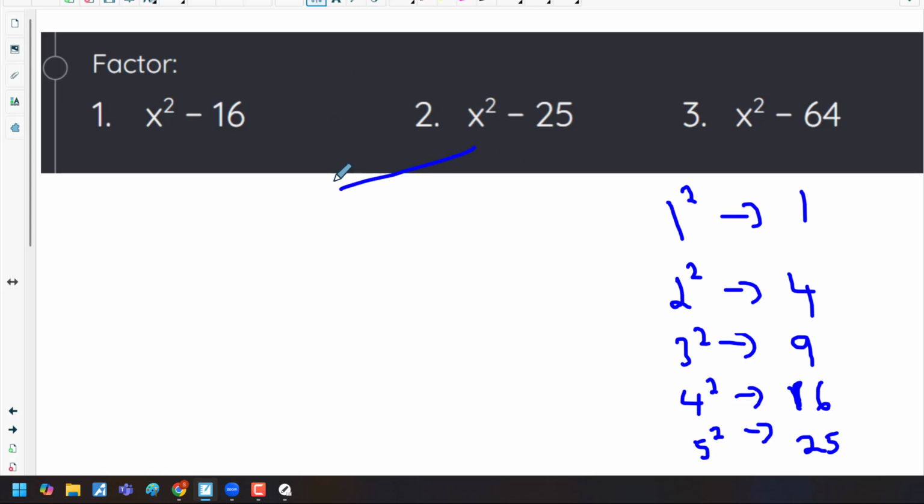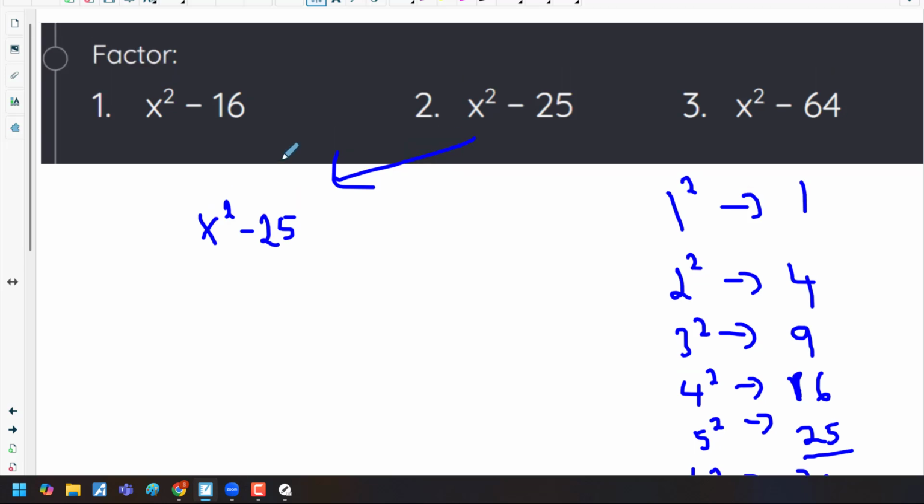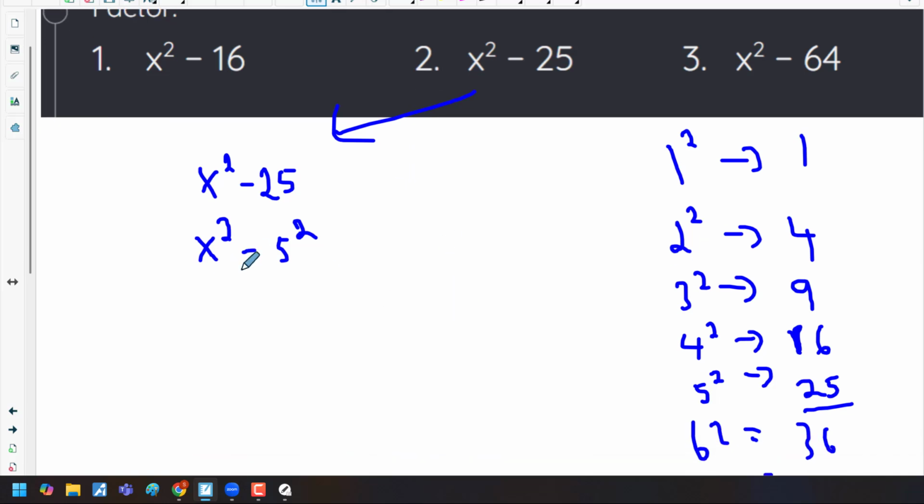Here we have x squared minus 25. Now, is 25 one of these special numbers? It is one of these special numbers. So I know that I can rewrite this as x squared minus 5 squared. I didn't change anything. 5 squared is 25. I'm just rewriting it in a way that's easy for me. And then I know for a fact that this is going to be x plus 5, x minus 5. And that's the answer.